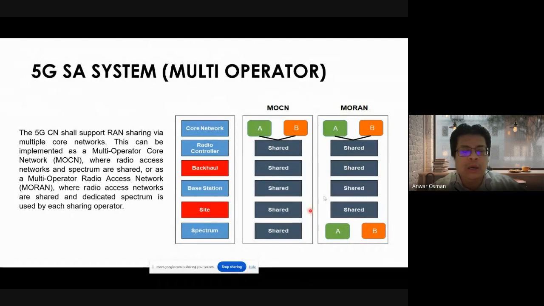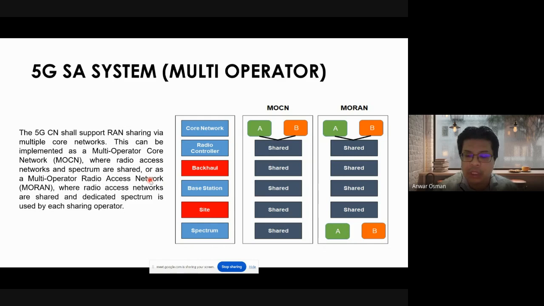Also on the 5G system, multi-operator support should be enabled, either via the MOCN approach or the MORAN approach. MOCN is what Malaysia is using. For example, our 5G setup in Malaysia is MOCN, multi-operator core network. So this is the base station, right? It's from the DMB, and the core network is via each operator. So this is our setup for the multi-operator setup of the 5G.